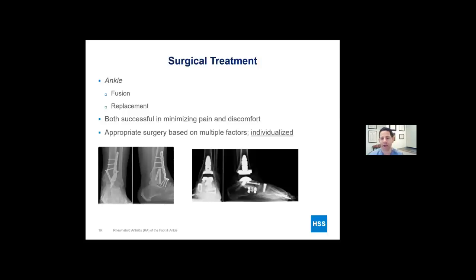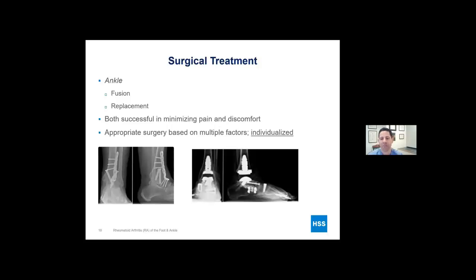Ankle fusion and total ankle replacement are the two primary surgical options for treating RA of the ankle. Both treatment options can be successful in minimizing the pain and discomfort in the ankle. The appropriate surgery is based upon multiple factors and is individualized for every patient. It's not a one-size-fits-all, it's similar to the braces.